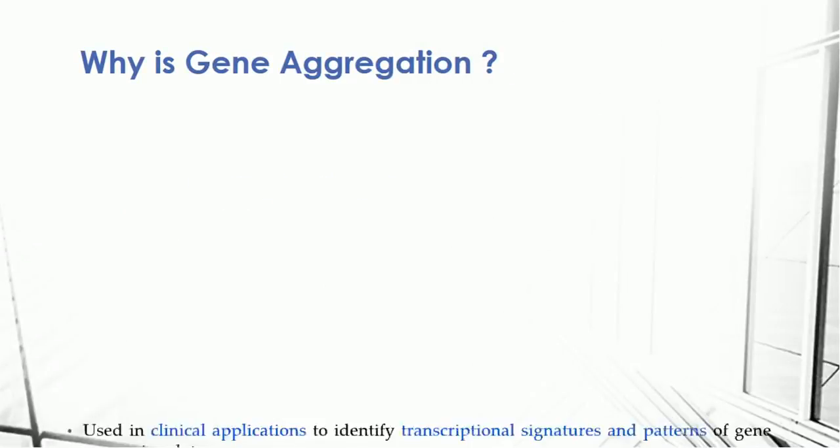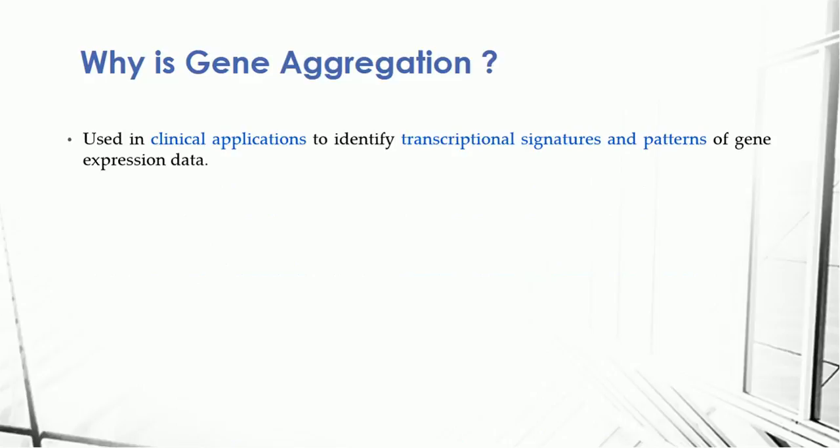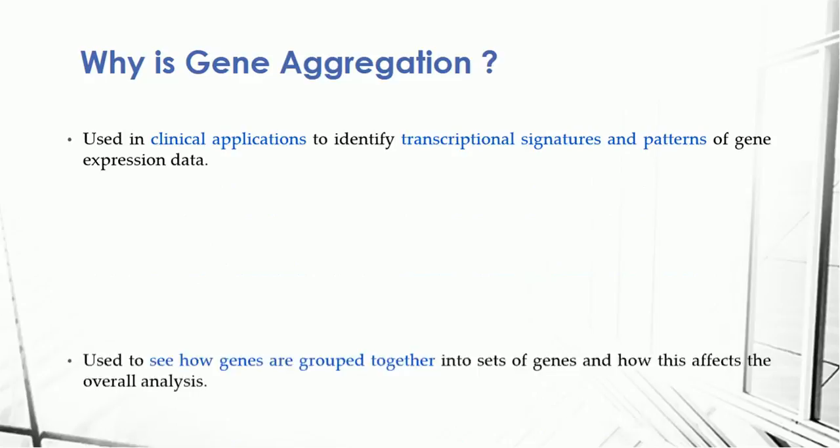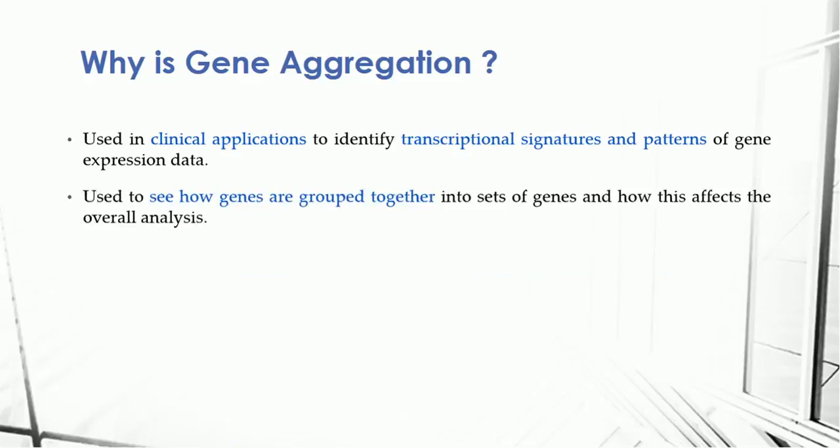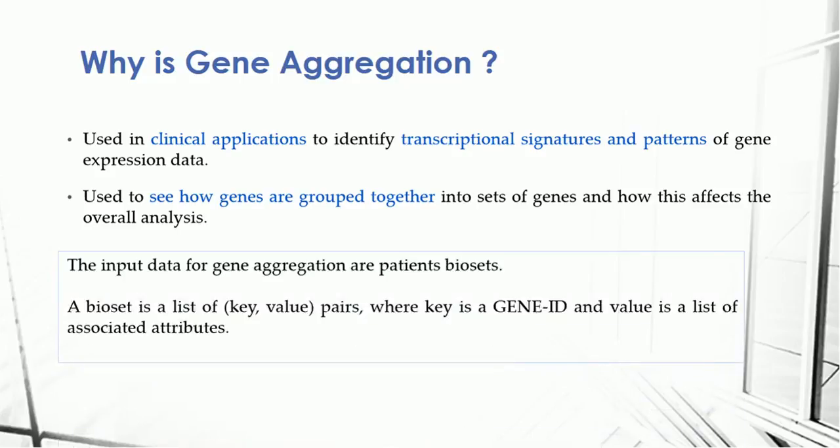Why gene aggregation? Gene aggregation is used in clinical applications to identify transcriptional signatures and patterns of gene expression data. It is also used to see how genes are grouped together into sets of genes and how this affects the overall analysis. The input data for gene aggregation are patients' biosets.